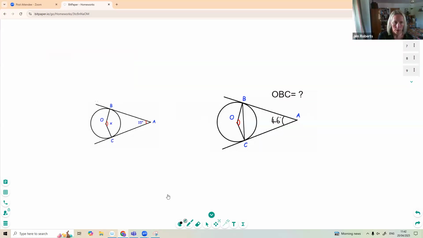Have a go at these 2 questions and see how you get on. So again, with this one, we've got a radius touching a tangent, 90 degrees, 90 degrees. Angles in a 4-sided shape, a quadrilateral, add to 360. Well, this is actually a kite, but we don't really need to know that. 360 minus all of those angles gives us this missing X here as 165.